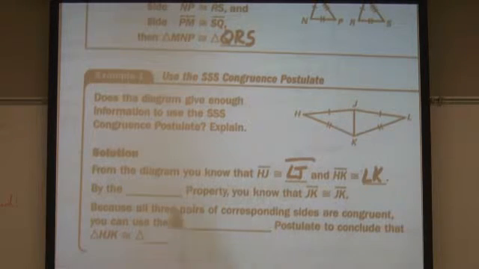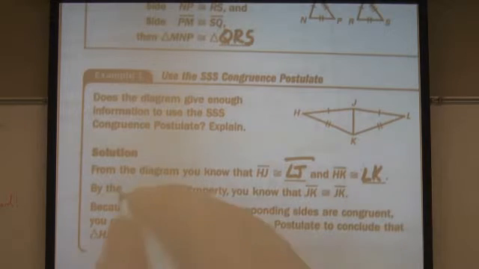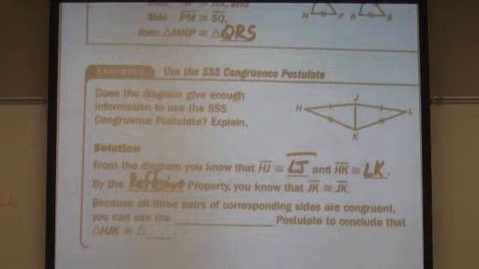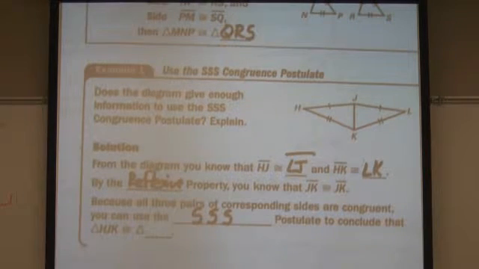By the, what property is it? You know that JK is congruent to itself. Remember, that is the reflexive property. By the reflexive property, you know that JK is congruent to JK because all three pairs of corresponding sides are congruent. You can use the SSS postulate, side, side, side postulate, to conclude that HJK is congruent to LJK.